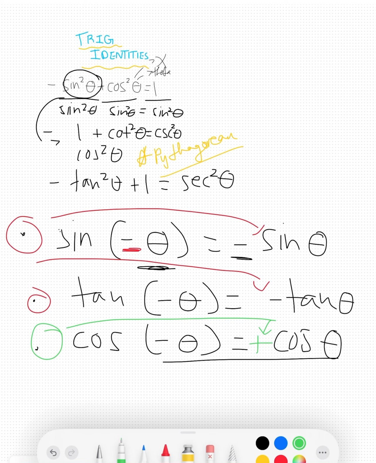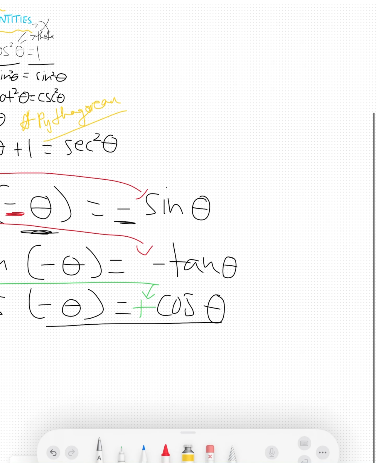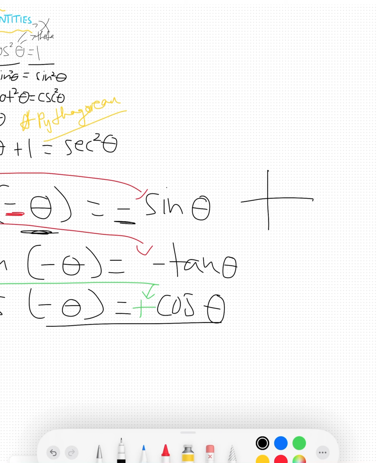So now we have that. Let me remind you of the graphs for sine, tan, and cosine, so you can see how odd and even actually relate. The sine graph looks something like this. Let me draw that again. It goes through the origin, and it's like this. That means it has point symmetry. You can see it's not reflected over the y-axis. The same thing happens for the tan graph.